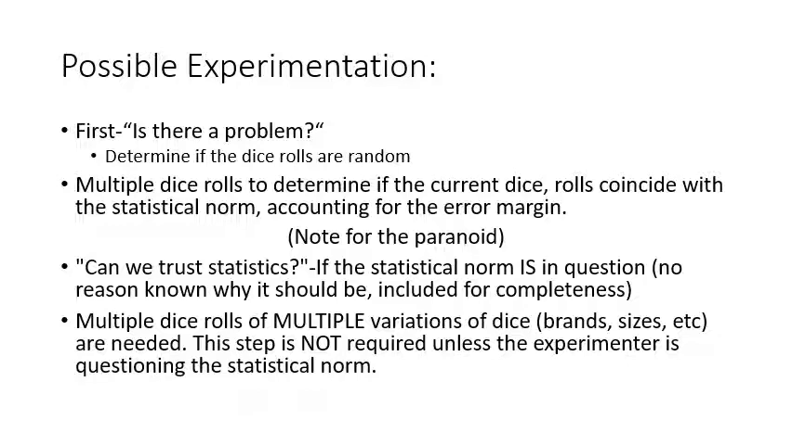Note for the paranoid. Can we trust statistics? If the statistical norm is in question, no reason known why it should be, included for completeness. Multiple dice rolls of multiple variations of dice, brands, sizes, etc., are needed. This step is not required unless the experimenter is questioning the statistical norm.